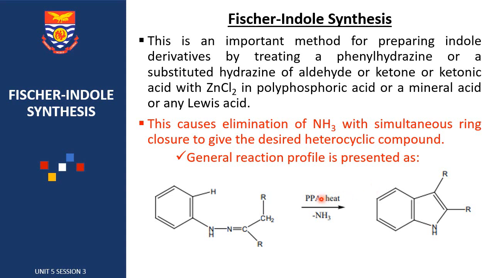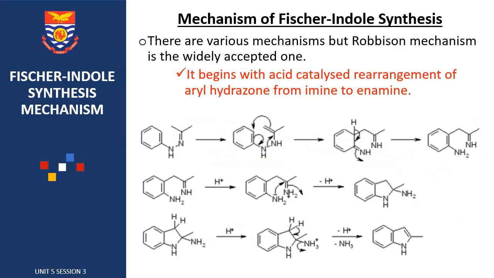The process is a ring closure followed by the elimination of ammonia, giving us the required product. So this is the typical reaction equation to take note of. Depending on the kind of indole derivative we want to synthesize, that will inform us of what substituents to put on our starting material. Okay, so we can quickly look at the mechanism of this reaction.